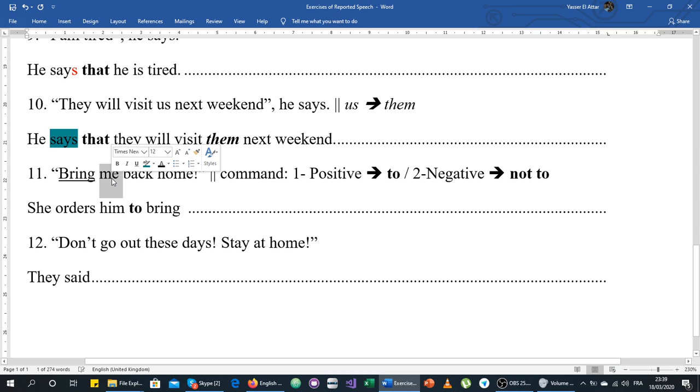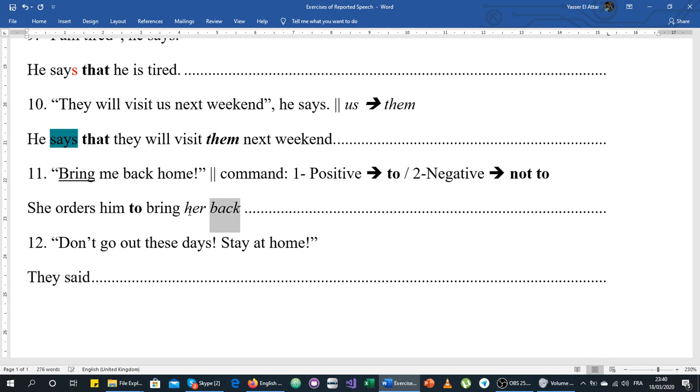But here we have "bring me." So she is talking to who? Sorry, she is talking about herself, so this one is a girl, so "to bring her." So it changes to "bring her back." Let's change this one, back home, this one.